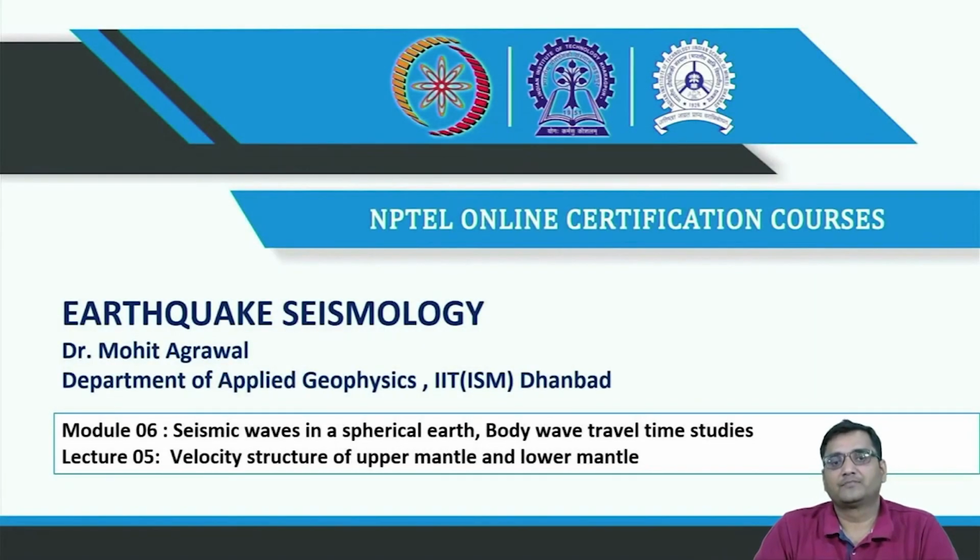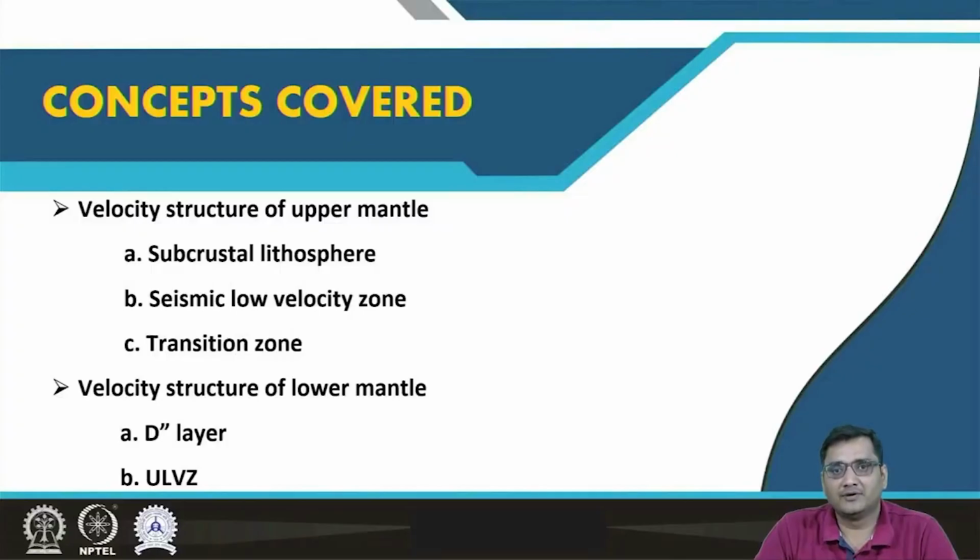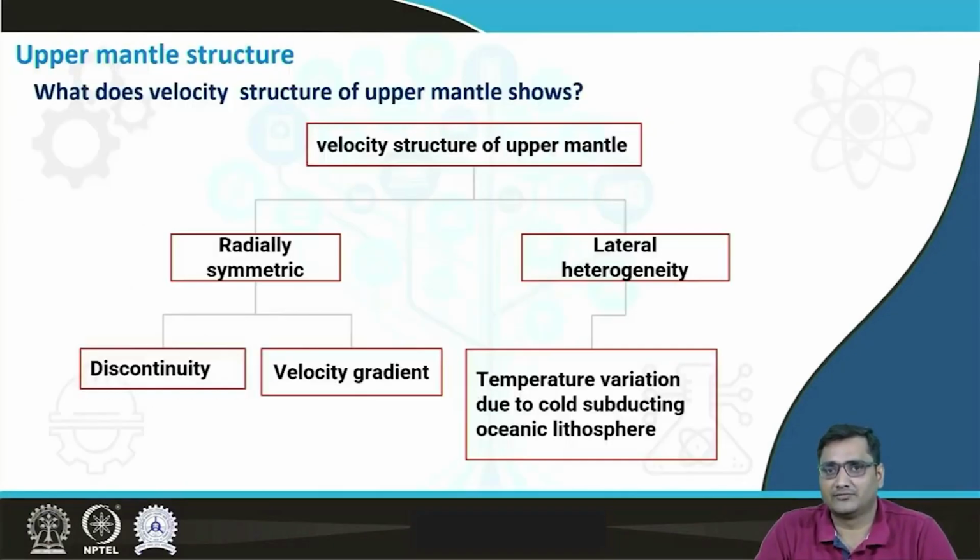Hello everyone, this is the last lecture of module 6. In the lecture today, we will be discussing the velocity structure of the upper mantle, within which we will be talking about the subcrustal lithosphere, seismic low velocity zone and transition zone. While discussing the lower mantle, we will cover the D double prime layer and the ultra low velocity zone.